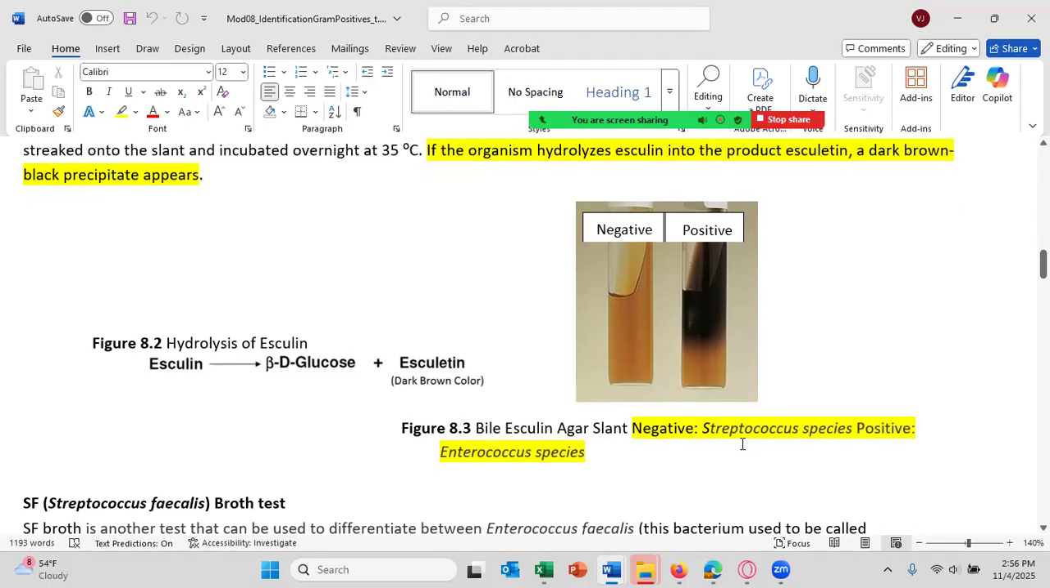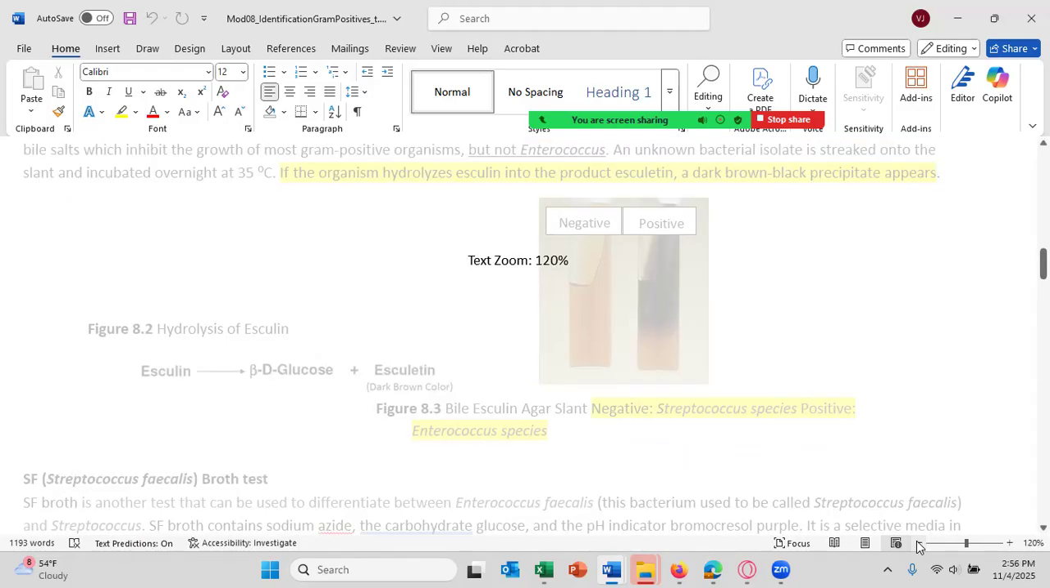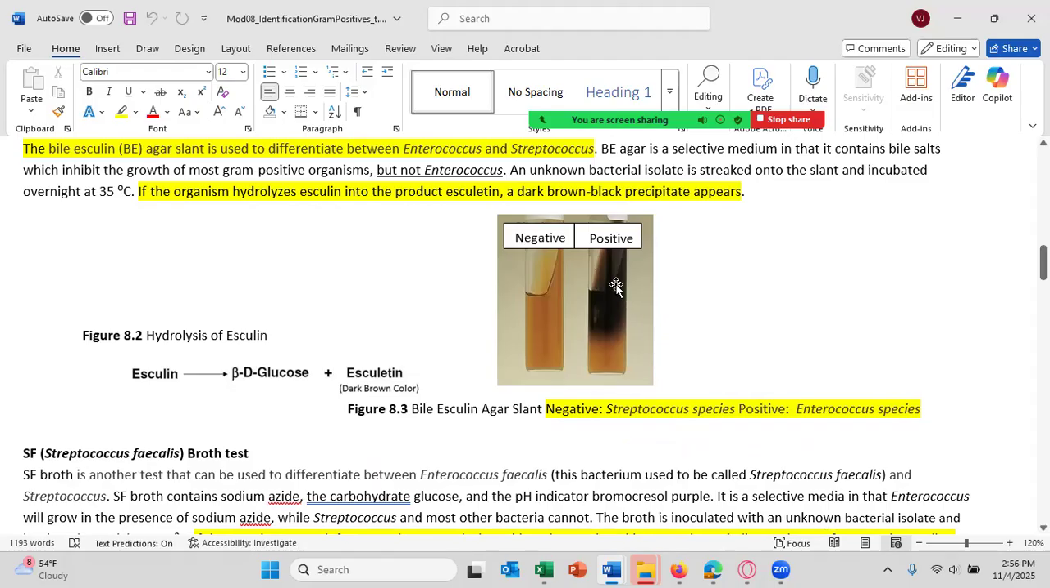Streptococcus species are negative in the bile esculin hydrolysis test. Let me shrink that down. And Enterococcus species are positive in the bile esculin test. Any question about the bile esculin test?